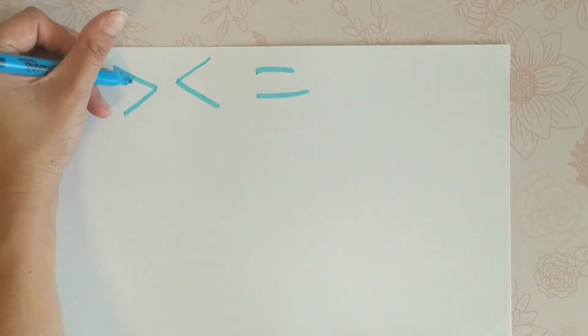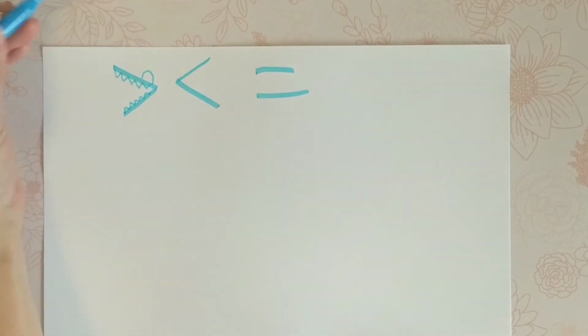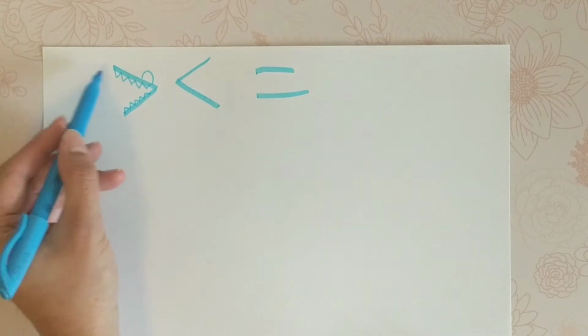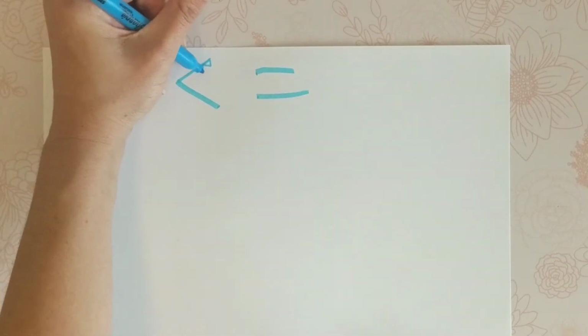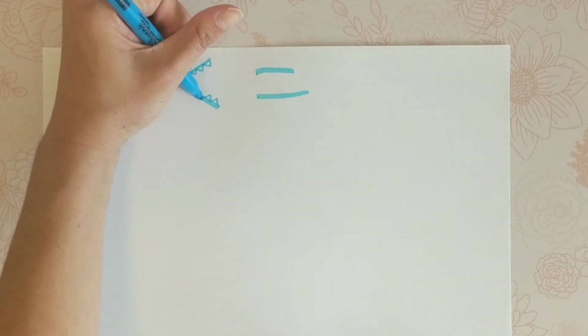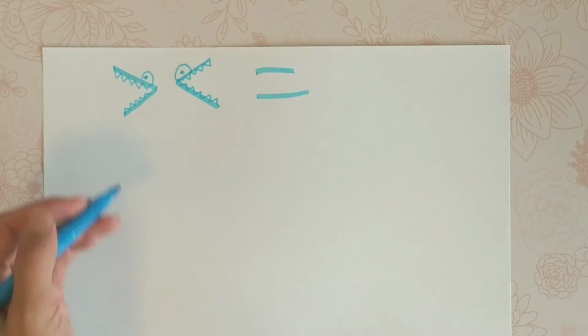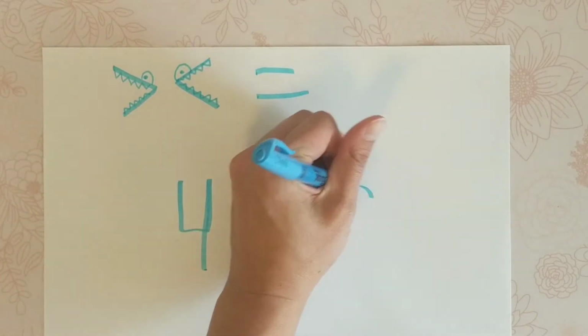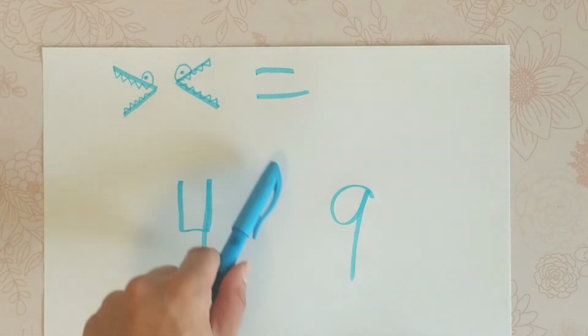So I like to draw little teeth on it, maybe a little eye. And the alligator obviously is hunting and wants to eat the bigger number because it's hungry. So I make these into alligators, and that's how I remember. So let me give you an example, right? So if you had the number 4 and the number 9, the alligator is going to eat the bigger number. So you would put this one in.